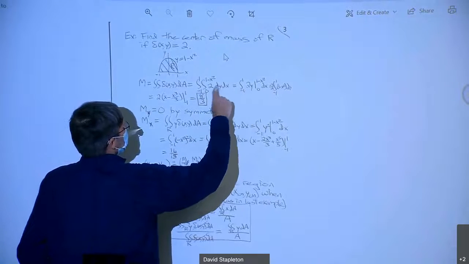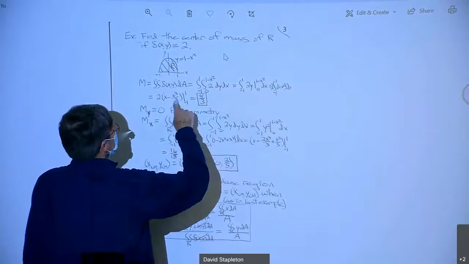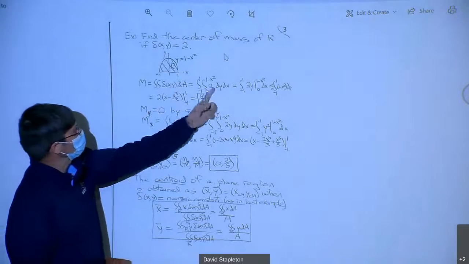If you work out these two integrals, and since I'm running out of time, I'll just do it quickly, you get 8/3. So that's the mass. You just take the double integral of the density function.